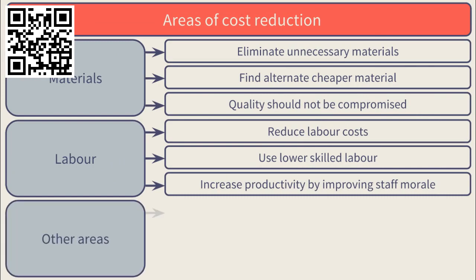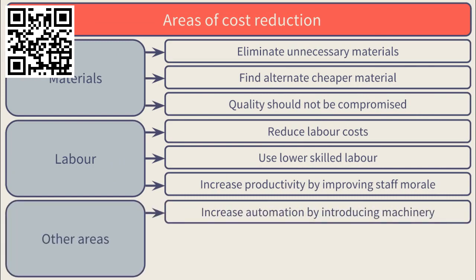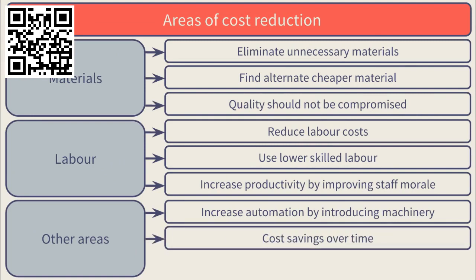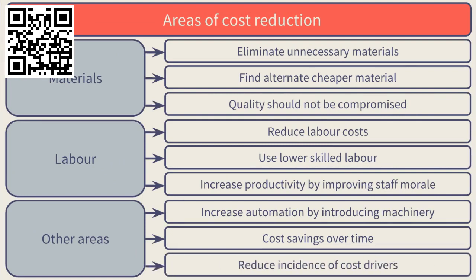Automation. It may be possible to replace repetitive labour tasks with machinery. Over time, this could result in cost savings. Or perhaps the incidence of cost drivers could be reduced, thus reducing any overheads incurred during production. These are just some possible actions a manufacturing company could consider when looking to eliminate a cost gap.